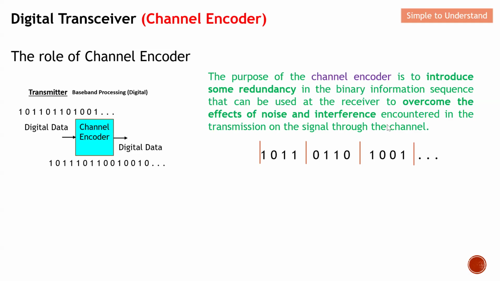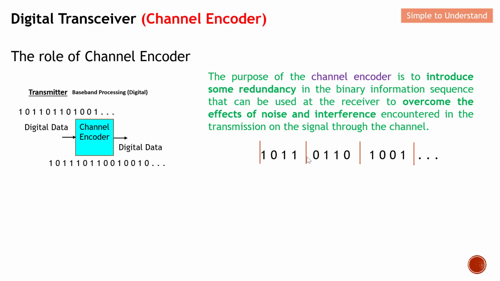When we send a signal, there is a very strong chance that some of the bits will be corrupted by noise. So therefore, we have this channel encoder. What they do is they add an extra bit, for example, and with the help of the extra bit, we are able to know whether the message has been corrupted by the noise. Let me give you an example.